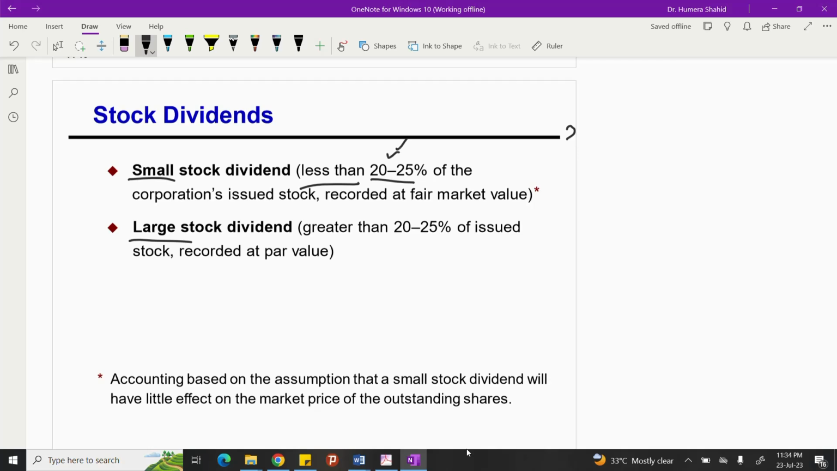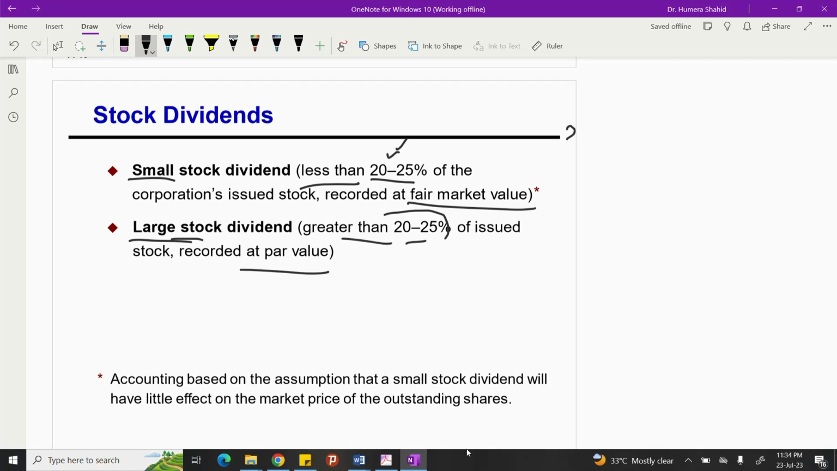Small stock dividends are recorded at the fair market value of the stock. Large stock dividends have a percentage of 20 to 25% or more. They are greater than 20 to 25%. Let's suppose the Board of Directors declared a 30% stock dividend. That's greater, so that is a large stock dividend. We record large stock dividends at their par value.